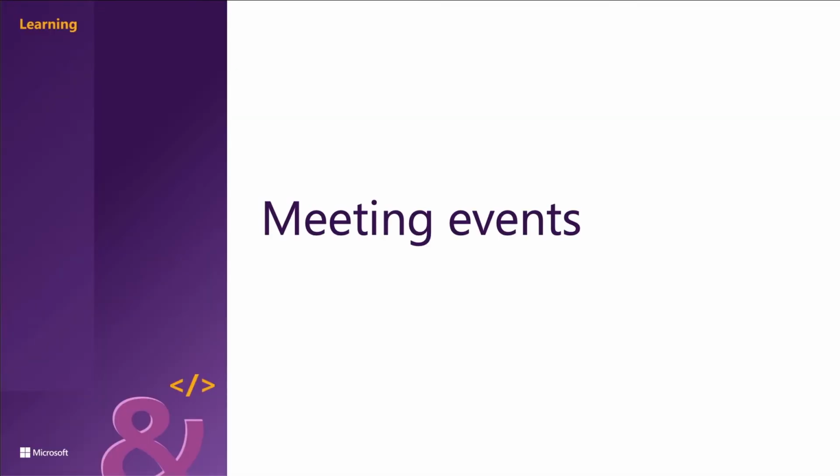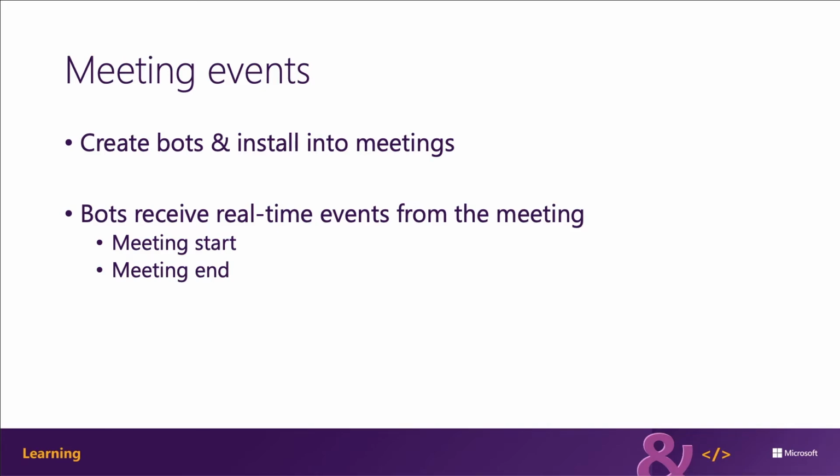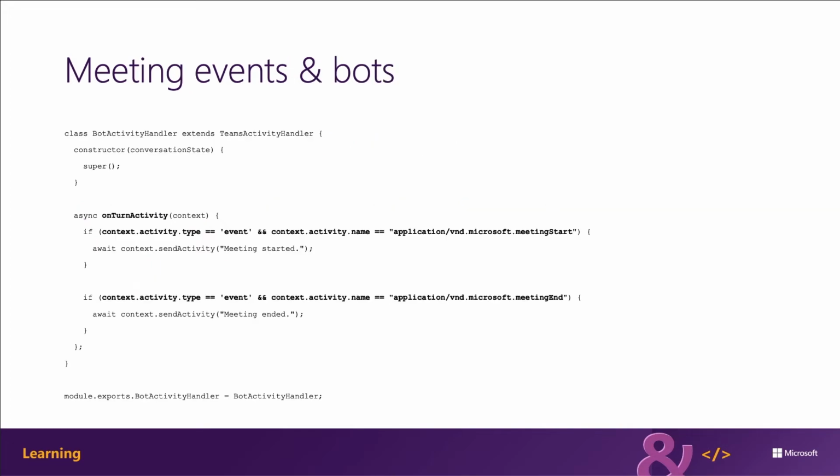Now let's talk a little bit about meeting events. Developers can create a bot that, when it's added to a meeting, can receive real-time meeting events. For example, the bot can receive notifications when a meeting starts or ends, and this can be used to summarize information that's been collected by your app during the meeting and post it in the meeting's chat as a summary. And you can see this here.